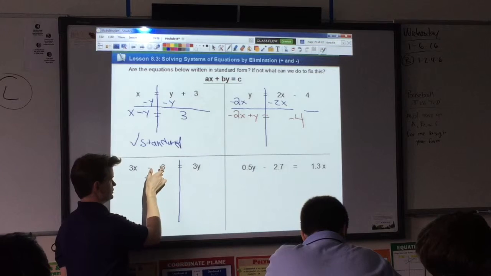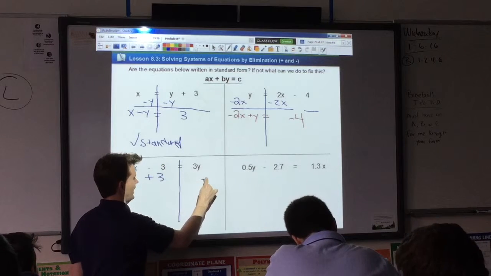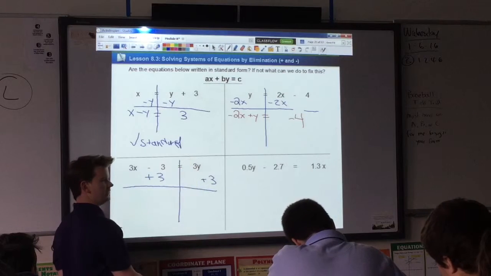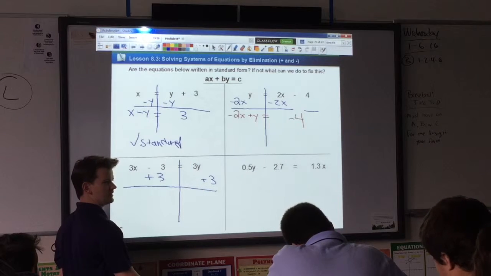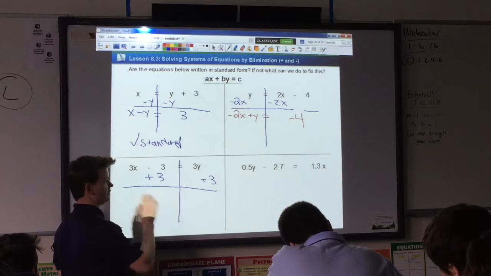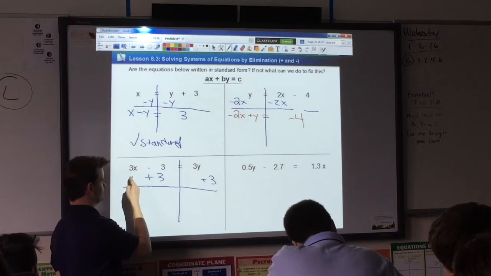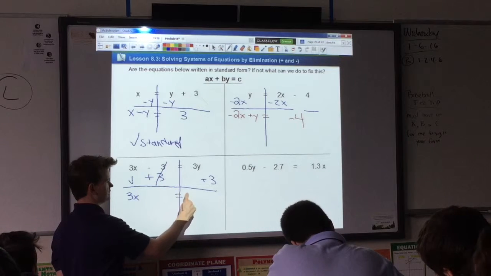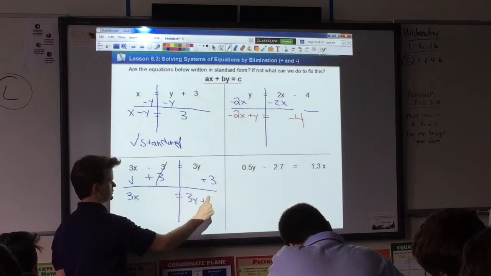So we do the inverse. The inverse of a negative 3 is a positive 3. We add 3 to both sides. Am I adding 3 to 3y? No, I cannot do that because they are not like terms. They are unlike terms. I cannot add them together. I will just bring down my 3x. I cancel out the 3s, bring down the equal sign, 3y plus 3.